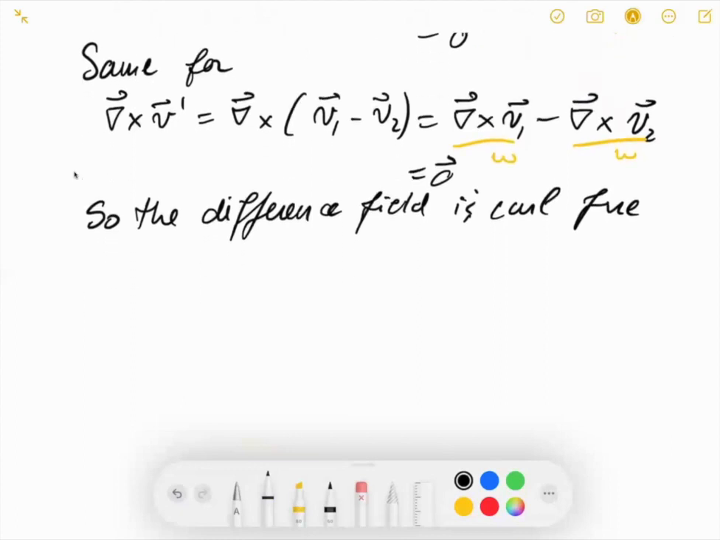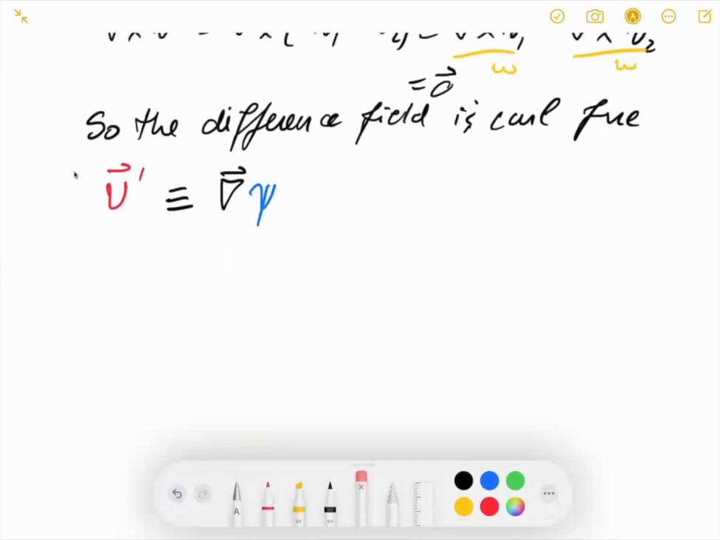So the only freedom we still have is some kind of an offset. So let's say this difference field is the gradient of some potential field. So we're going to use some colors. Okay, this is V1, and this is psi. Of course, this is not V1, this is V prime. Okay, so that's the difference field. And this is the potential, the difference potential.